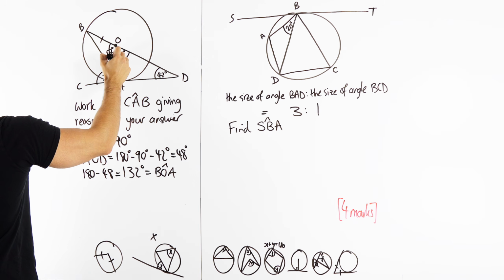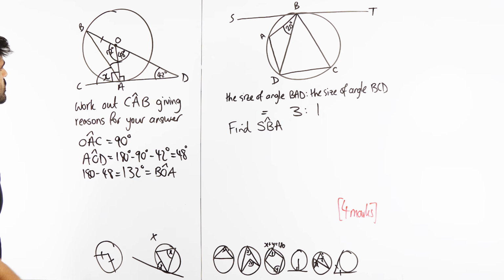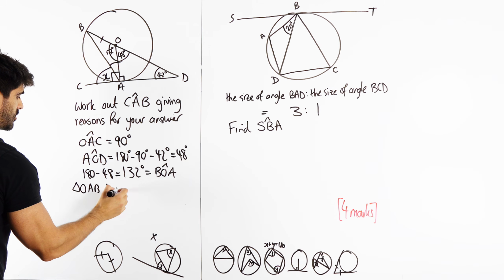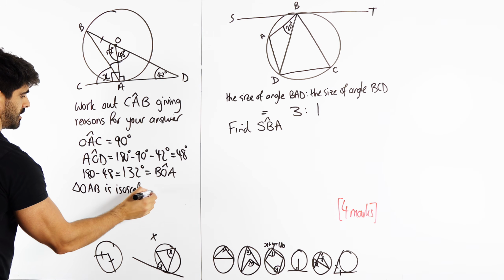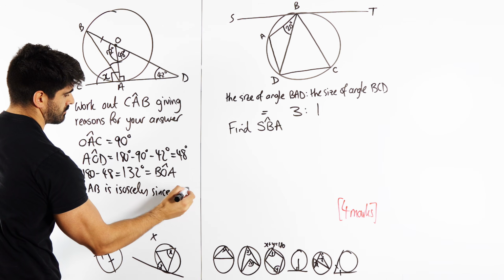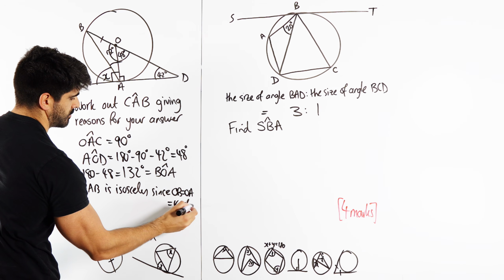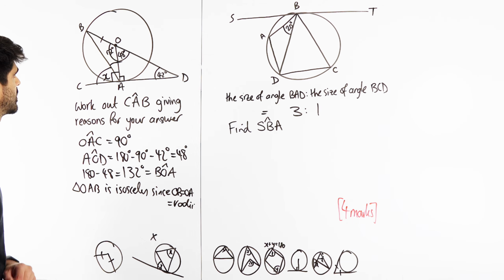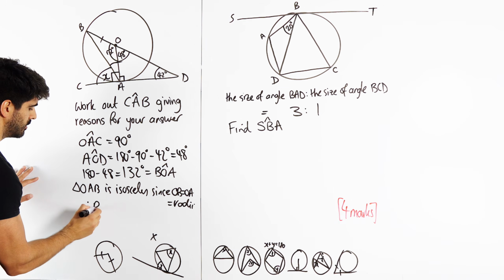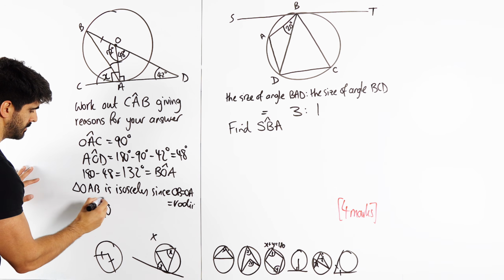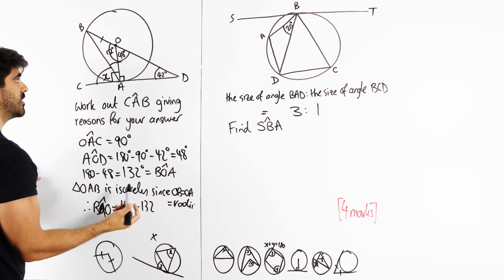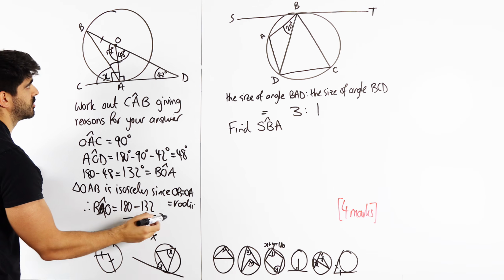Then we know that here we have an isosceles triangle. So I'm going to say triangle OAB is isosceles, since OB and OA are the radii. That's technically a circle theorem in itself. So we're going to say BAO, therefore BAO is 180 minus 132, which you already know is 48, divided by 2, which would then be 24.